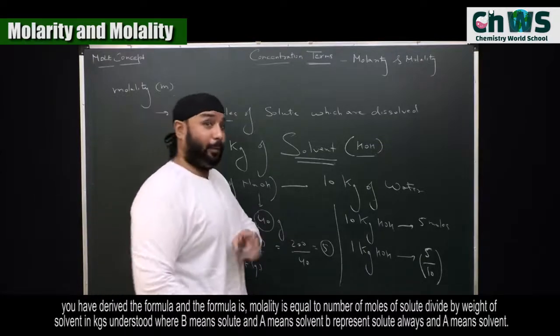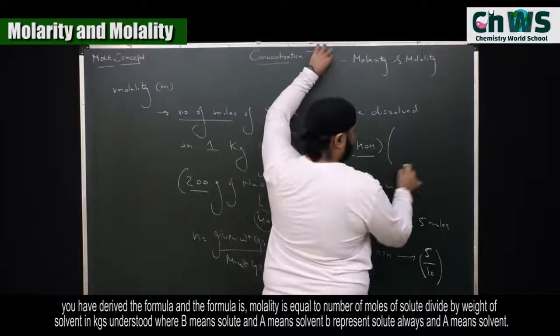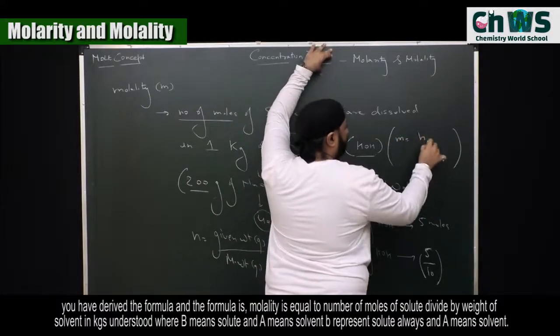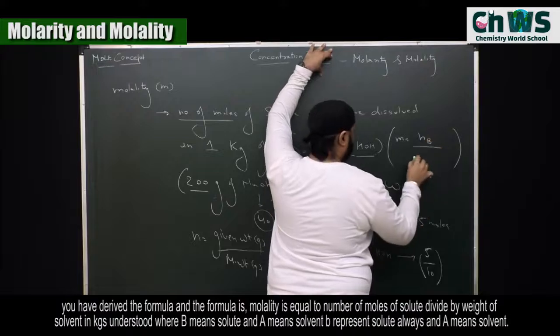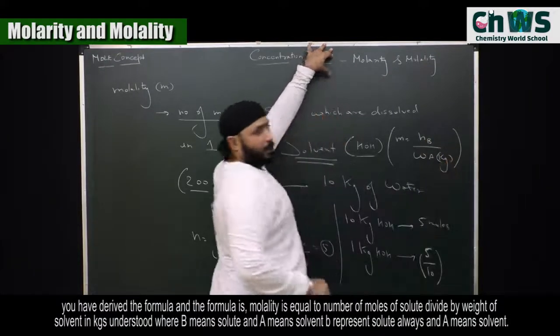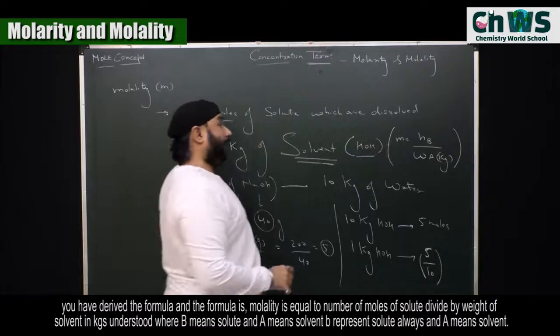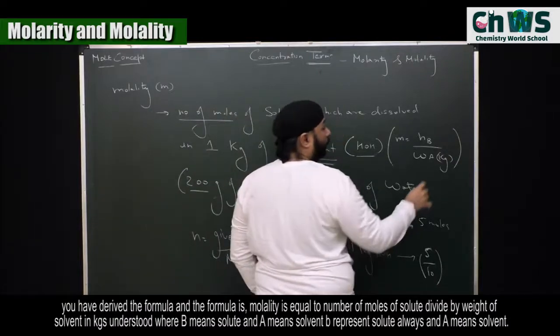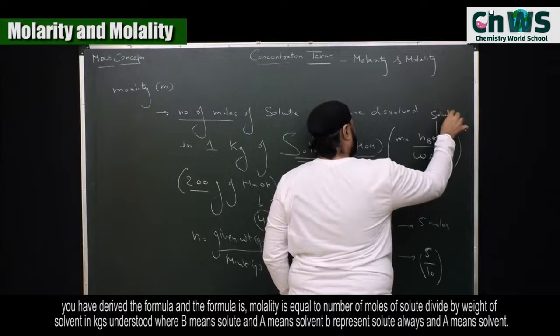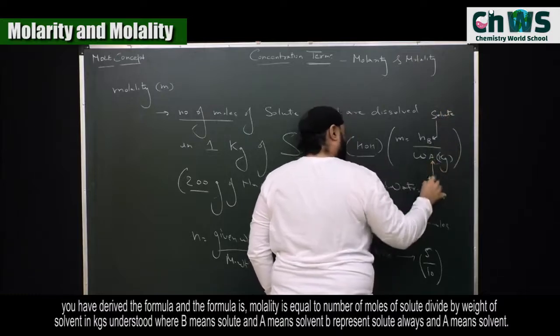That means you have derived the formula by yourself. That formula is molality is equal to number of moles of solute divided by weight of solvent in kgs. Understood? Where B means solute and A means solvent. So B represents solute always and A means solvent.